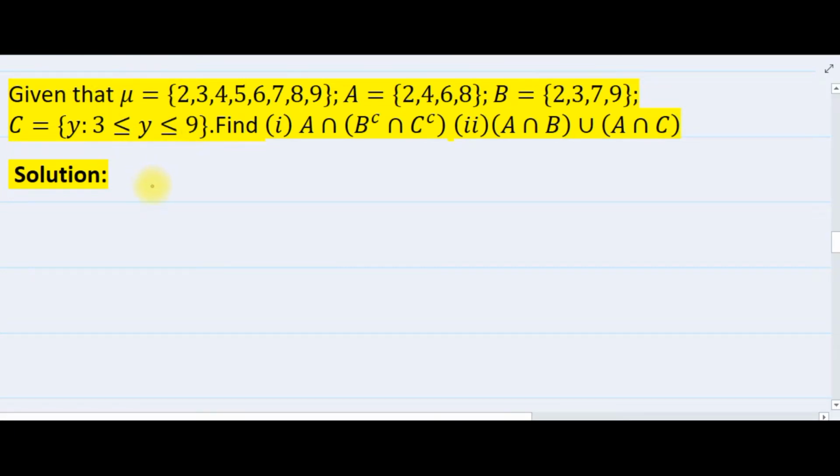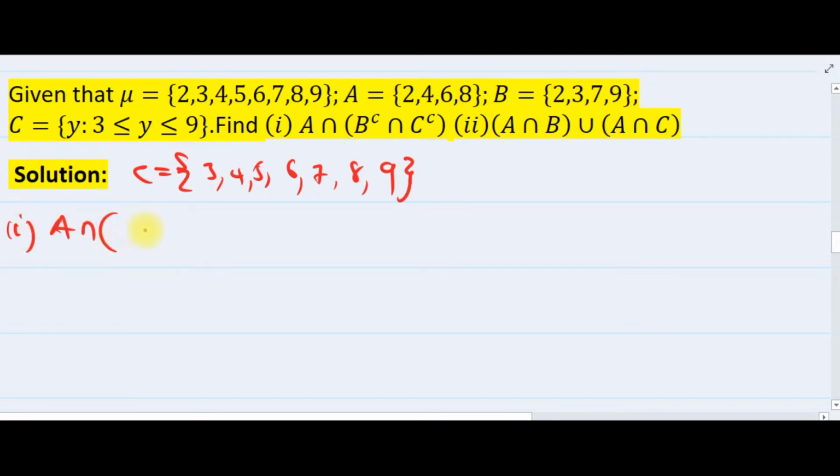Okay, we are given this question now. We are asked to find I and II. So the first thing we have to do is list out set C. So from 3 to 9, C is 3, 4, 5, 6, 7, 8, 9. And again, remember, let's answer number 1.